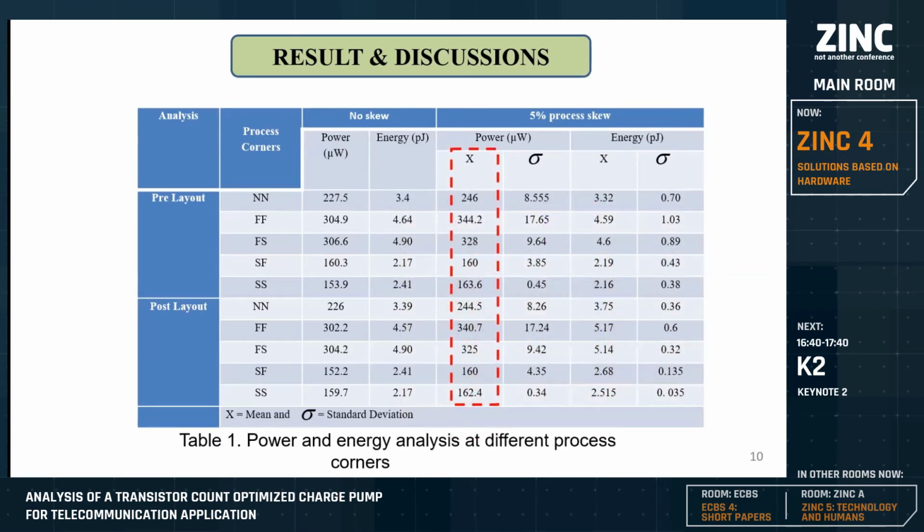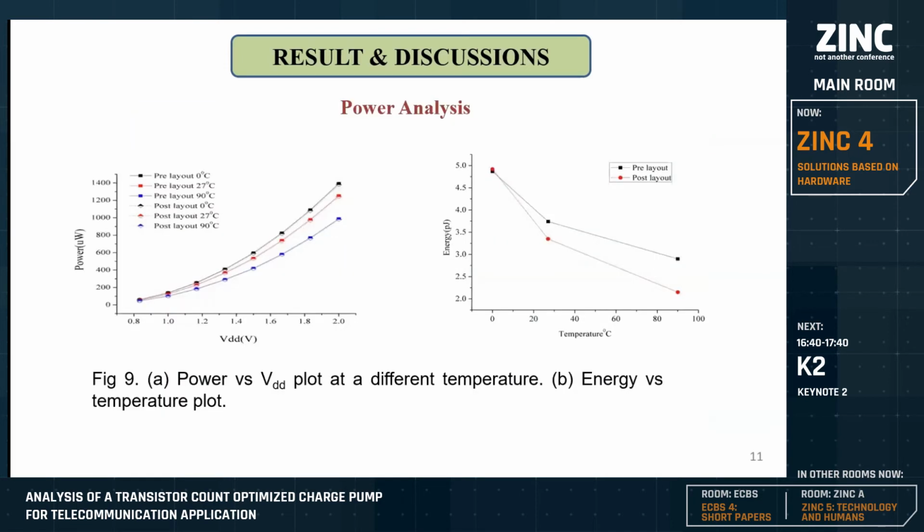These are the power and energy graphs for 5% process skew. If we change our parameters by 5%, the differences in the power and energy values are still about the same for all the nominal, fast-slow, and slow-fast corners.